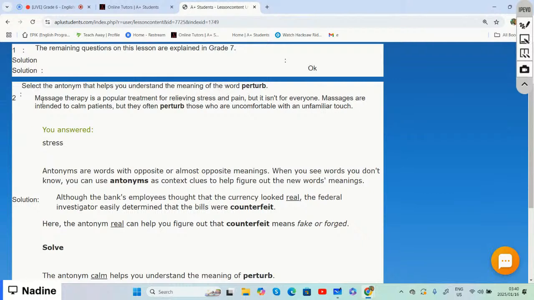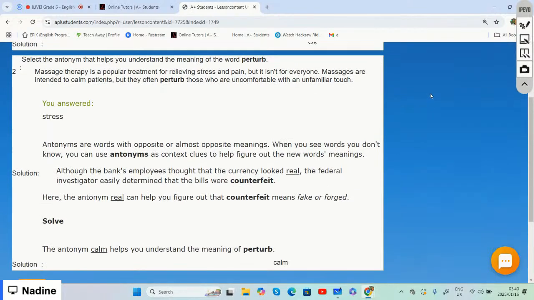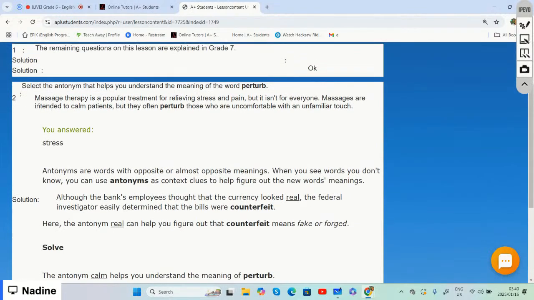It says massage therapy is a popular treatment for relieving stress and pain, but it isn't for everyone. Massages are intended to calm patients, but they often perturb those who are uncomfortable with an unfamiliar touch. What does perturb mean? You look at the context.